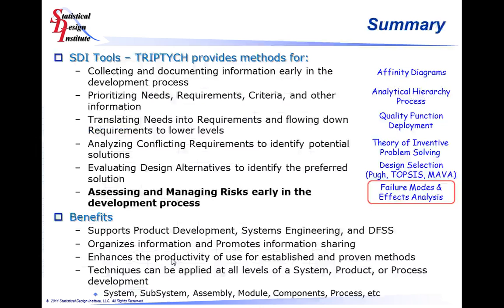So in summary, we have looked at the failure modes and effects analysis technique as a method for assessing and managing risk early in your development process. Use this technique as part of your product development, systems engineering, or design for Six Sigma activities. Collect the information, organize it. Through the techniques of sharing the Excel workbook, you can provide this to others that may need to utilize the information. And hopefully you can see how you can apply this information at any level of your system: at the high-level definition, at the individual product levels, or even at the process levels.